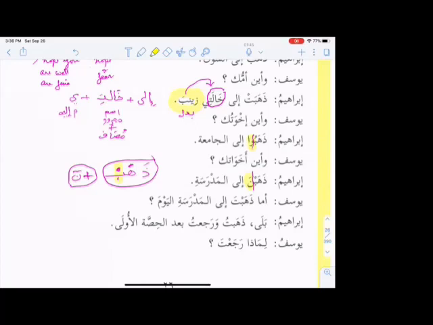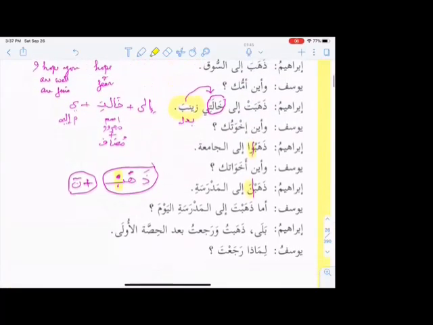Remember, what did I say? Ta'atuma, ta'atumatum, titumatunna, tuna. All of them will be mabniyyun ala sukun. I hope you will memorize it, inshallah.